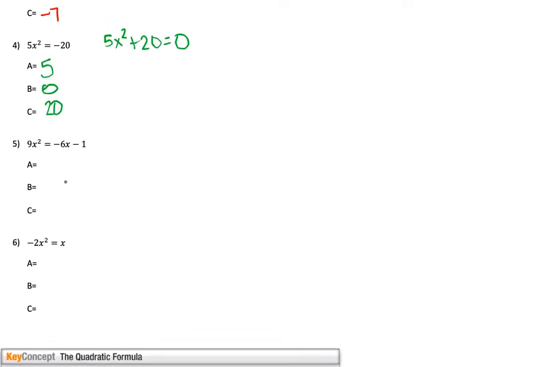On number 5, again, I need to put that into standard form, so I'm going to write 9x squared. I need to add my negative 6x to both sides and add my 1. So my a is 9, my b is 6, and my c is 1.